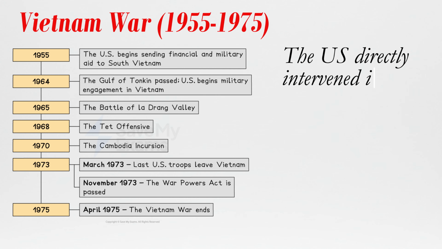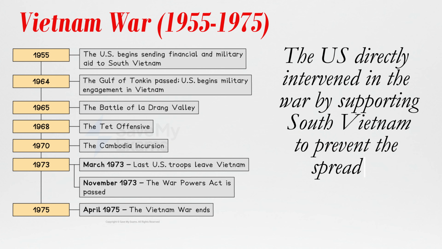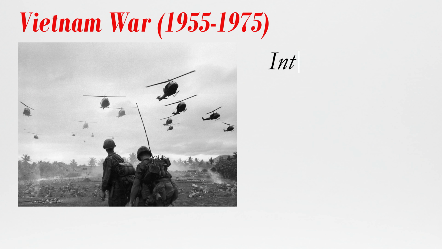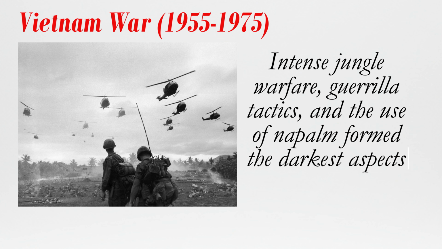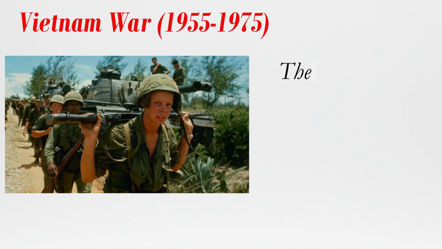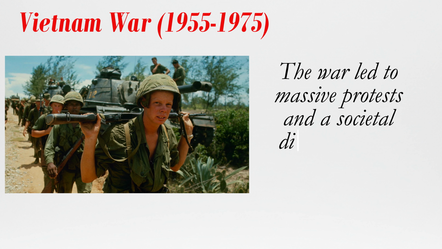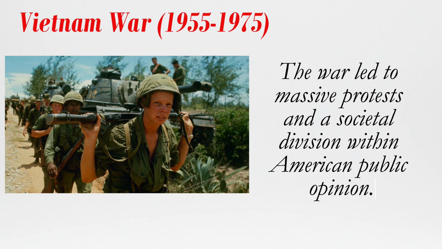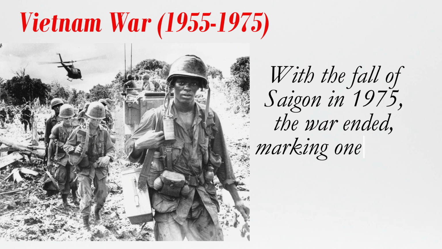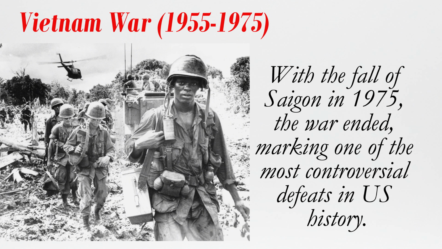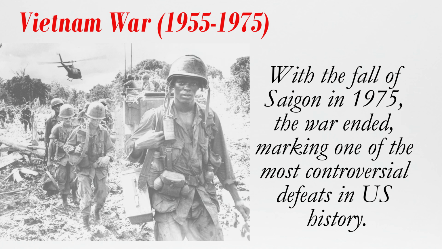The US directly intervened in the war by supporting South Vietnam to prevent the spread of communism. Intense jungle warfare, guerrilla tactics, and the use of napalm formed the darkest aspects of the war. The war led to massive protests and a societal division within American public opinion. With the fall of Saigon in 1975, the war ended, marking one of the most controversial defeats in US history.